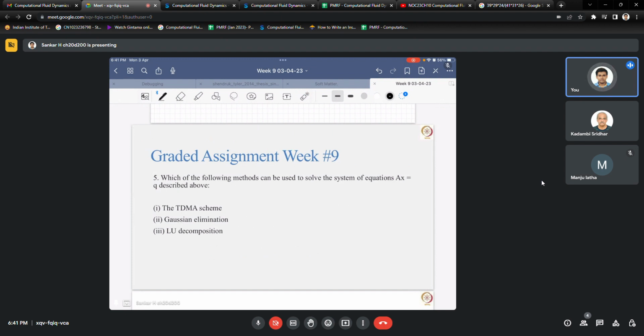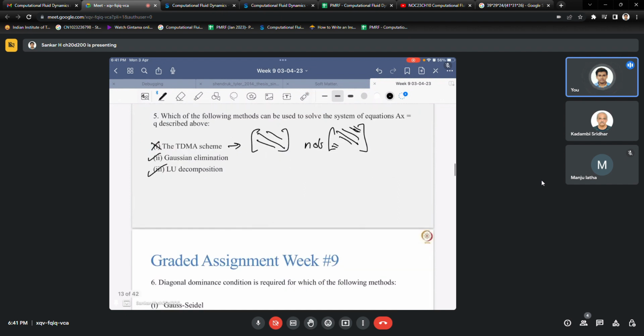So, moving on to the next question: which of the following can be used to solve a system of equations Ax equal to q described above? It's 2 and 3 because the first one is only for tri-diagonal, right? Yes, it's only 2 and 3 because we need a matrix of this form. Since it's 3D, it will be like this. TDMA is used only for the solution of a tri-diagonal system, which includes the diagonal and each element above and below the main diagonal.